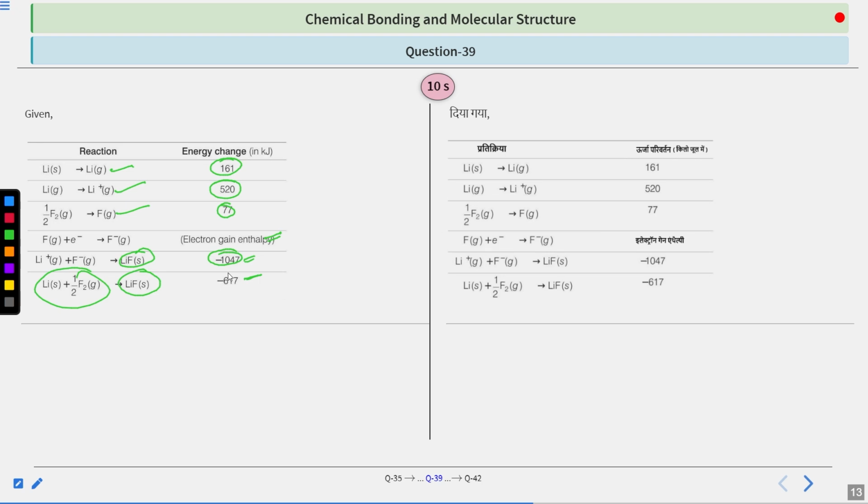Okay, so what is being asked? You have to calculate this electron gain enthalpy. So you have 10 seconds to solve this question. Your time starts now.